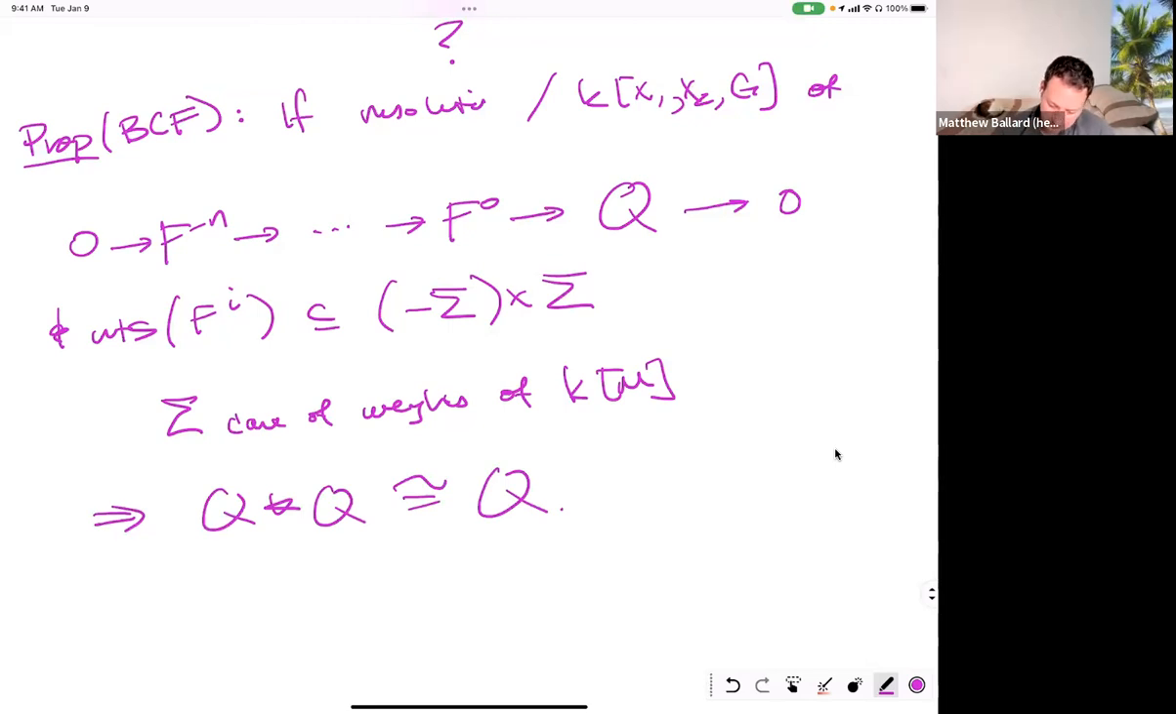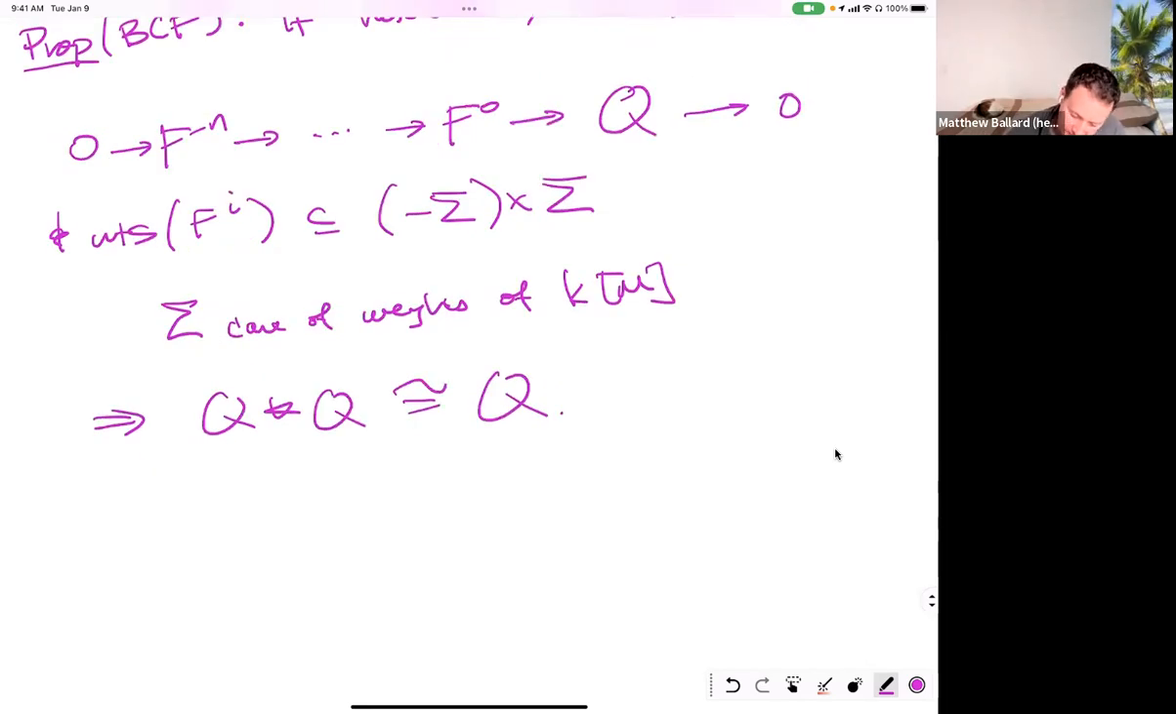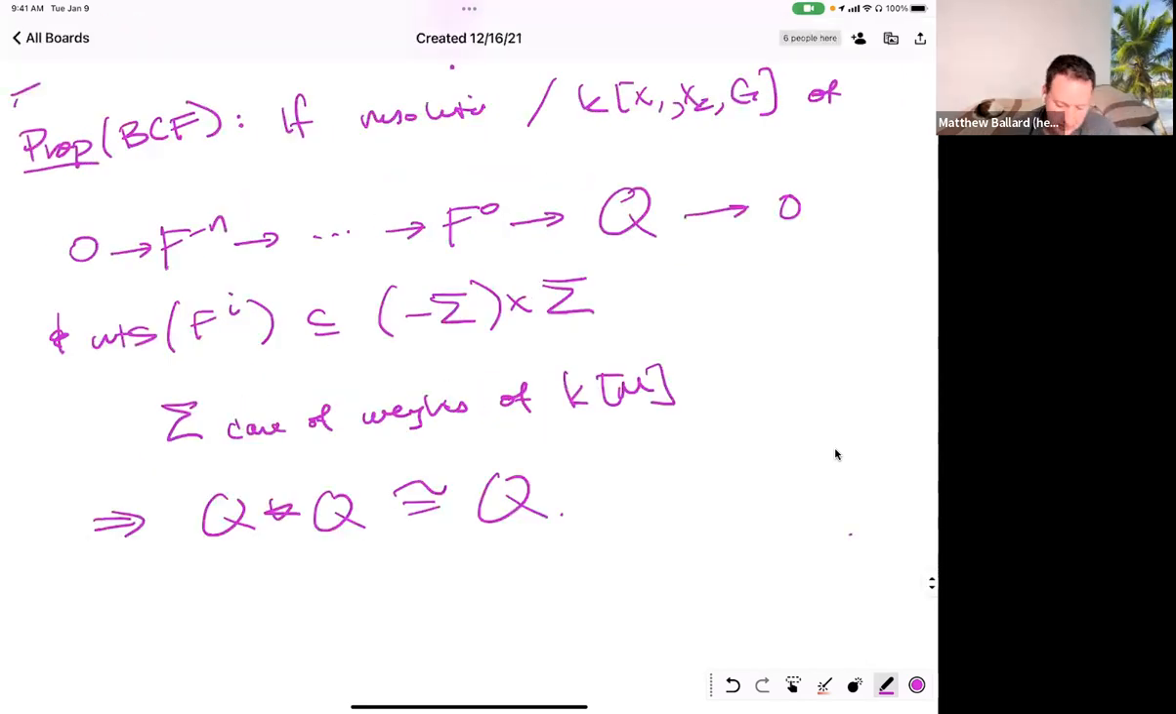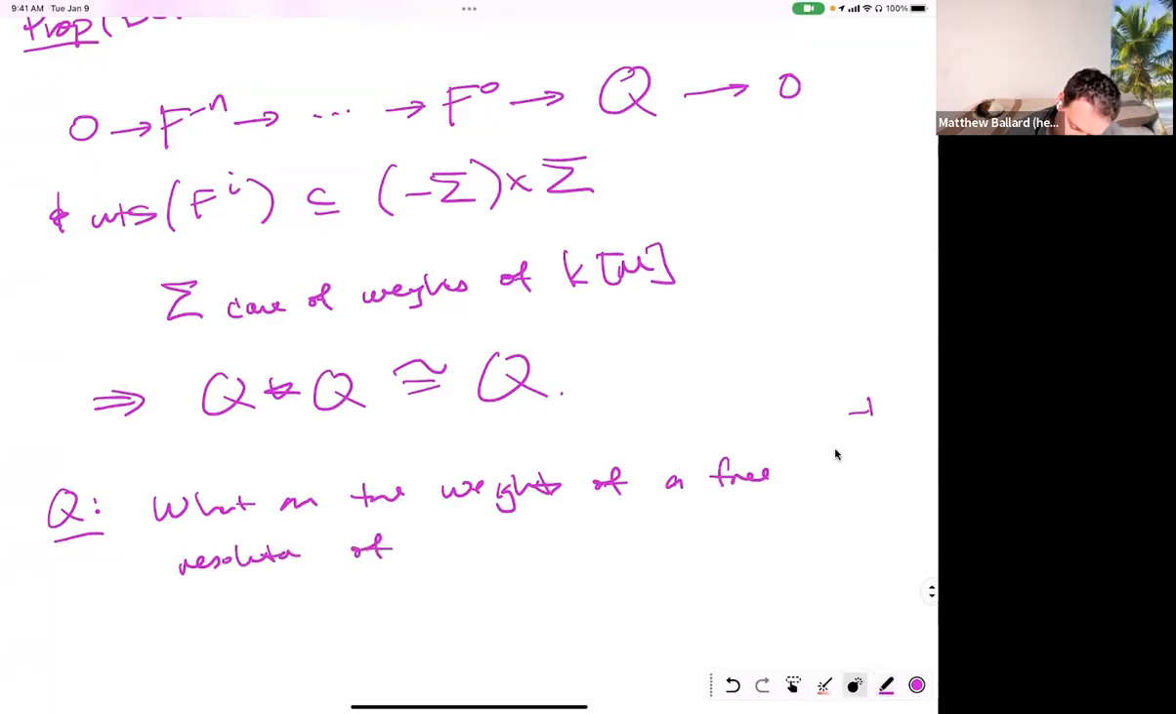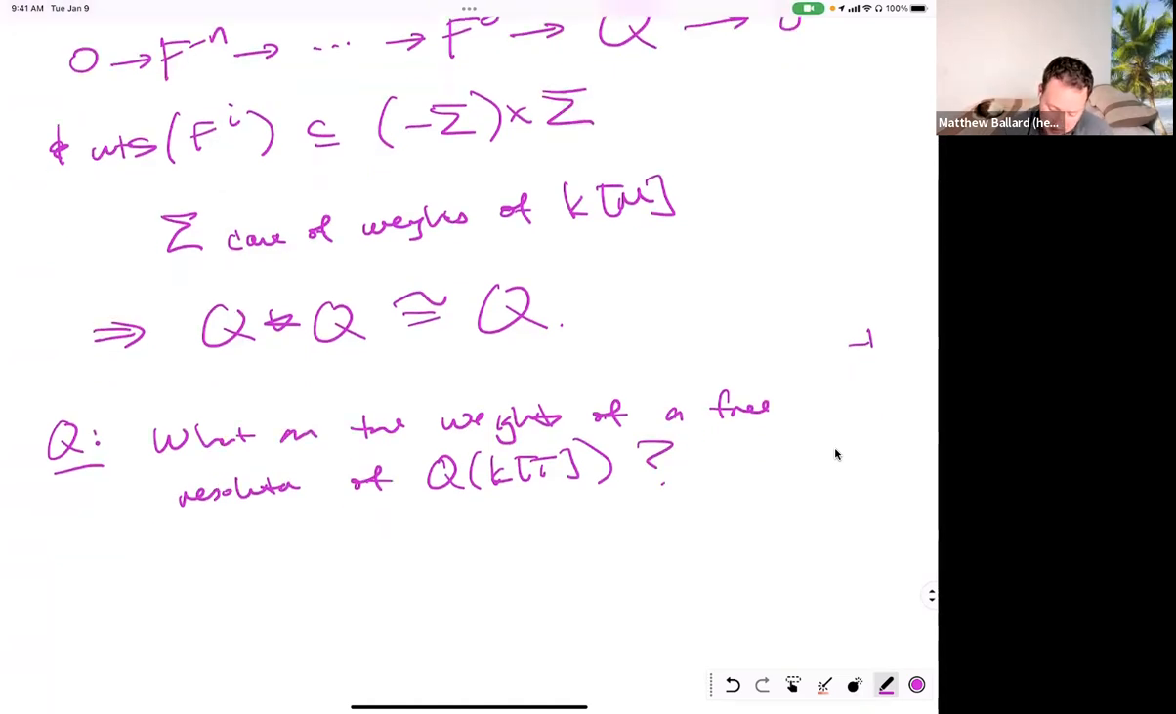So let's see. So we want to use that now, right? So this is a general result. So here's the question: what are the weights of a free resolution of this? In particular, do they live in this particular cone, the product of these two cones?